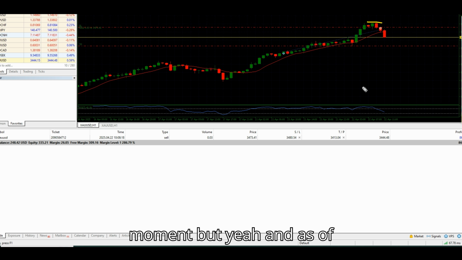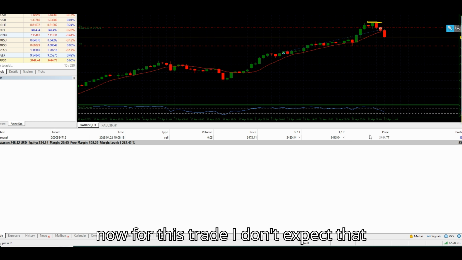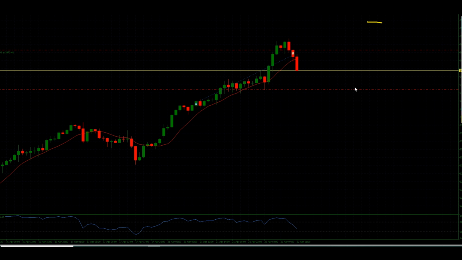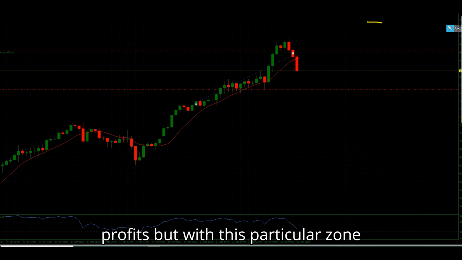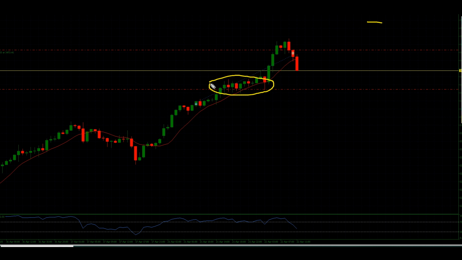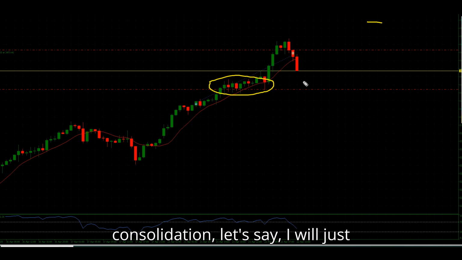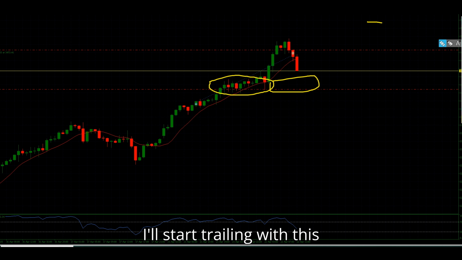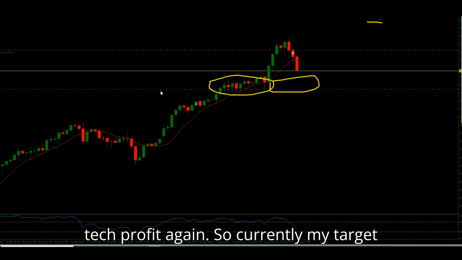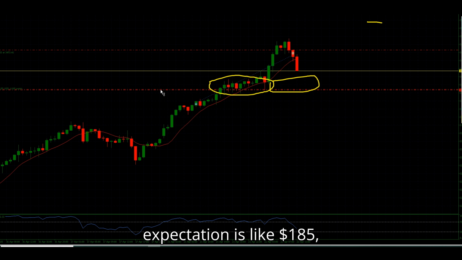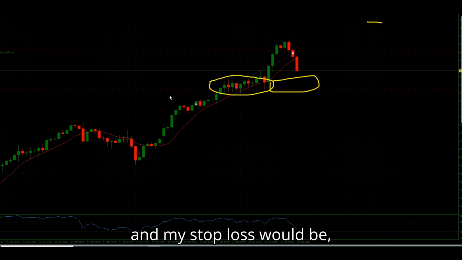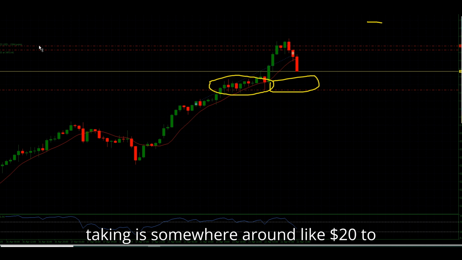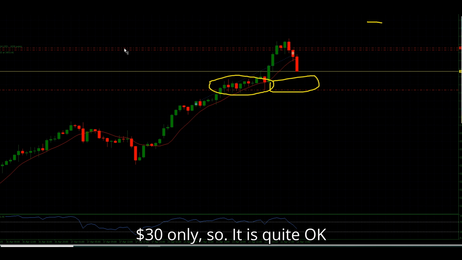As of now for this trade, I don't expect that much profit, but with this zone, a consolidation, let's say, I will just hold on. If the market tries to break this, that's when I'll start trailing my take profit again. Currently my target expectation is $185, and the risk I'm taking is somewhere around $20 to $30 only, which is quite okay.